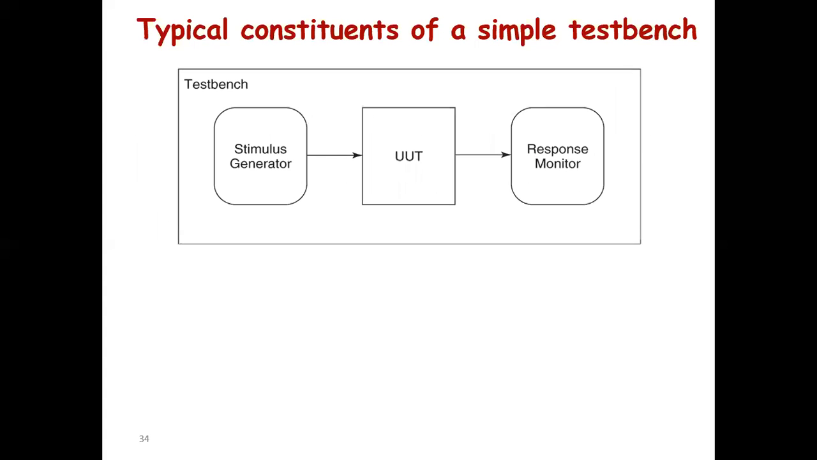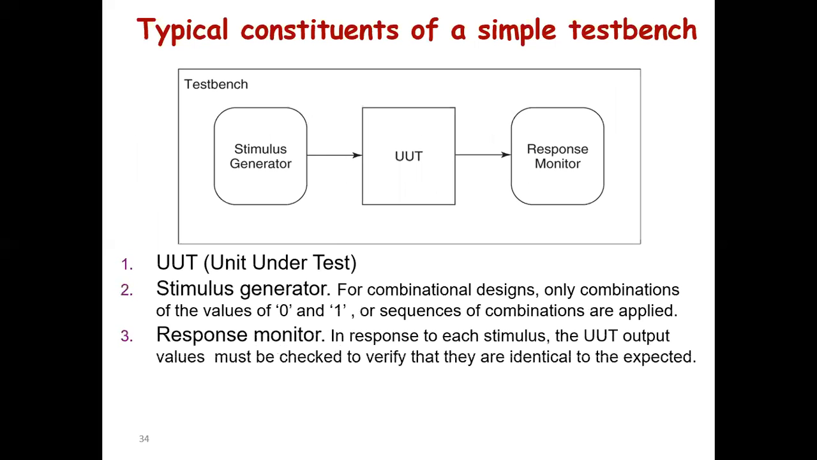This is the typical constituent of a simple test bench: a stimulus generator, the UUT, and a response monitor. UUT means unit under test. For combinational designs, the stimulus generator applies a sequence of combinations of the values zeros and ones. Response monitor: in response to each stimulus, the UUT output values must be checked to verify that they are identical to the expected values.